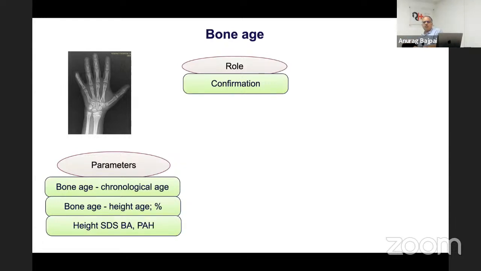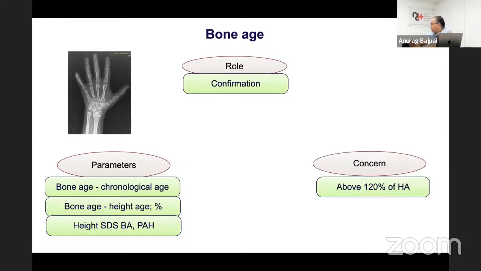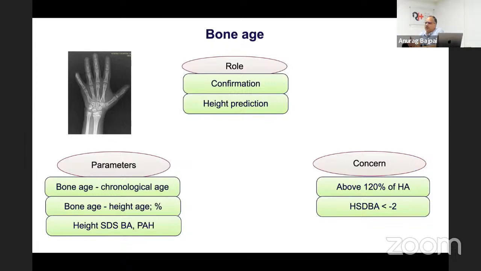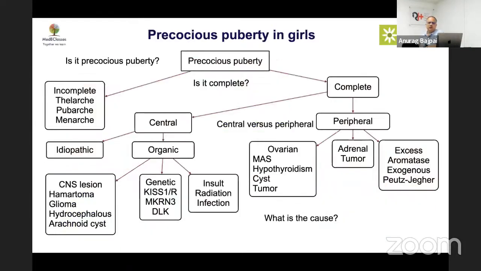Or I would say a more important word will be a height standard deviation score for bone age or predicted adult height in that regard. One is concerned if the bone age is above 120% of height age, and it will also give you information about height prediction. If your height SDS for bone age is less than -2, that also is a cause of concern, and the need for treatment may happen, as we'll discuss subsequently.